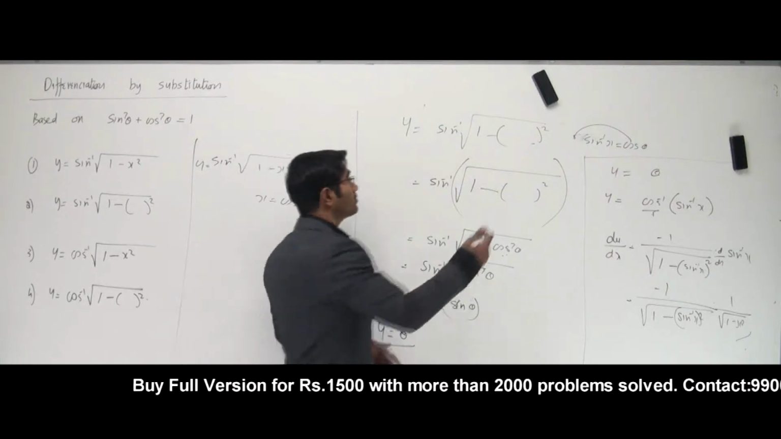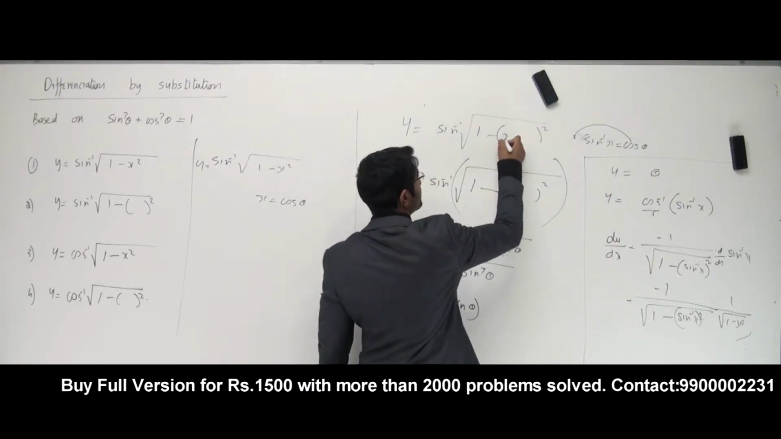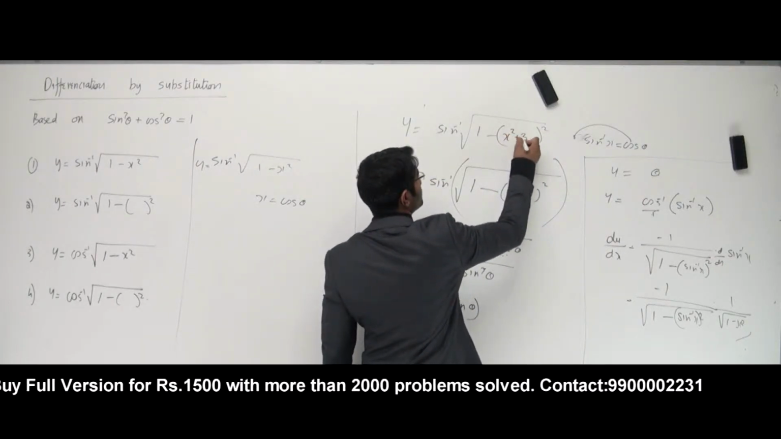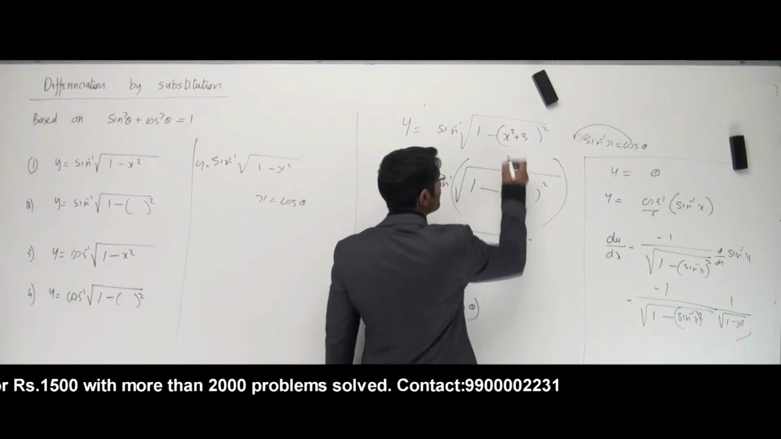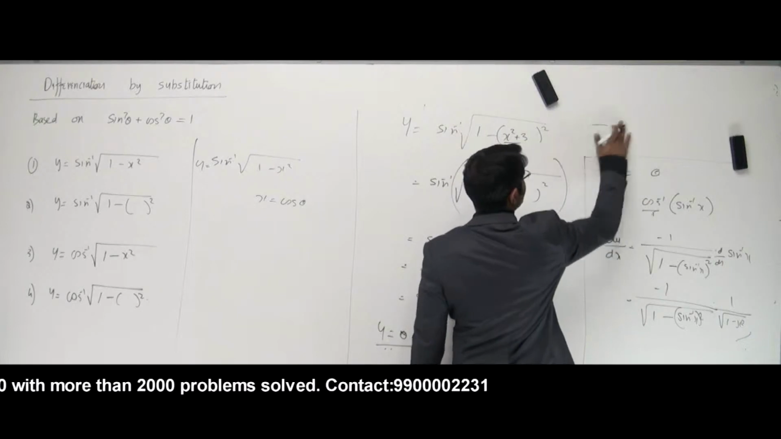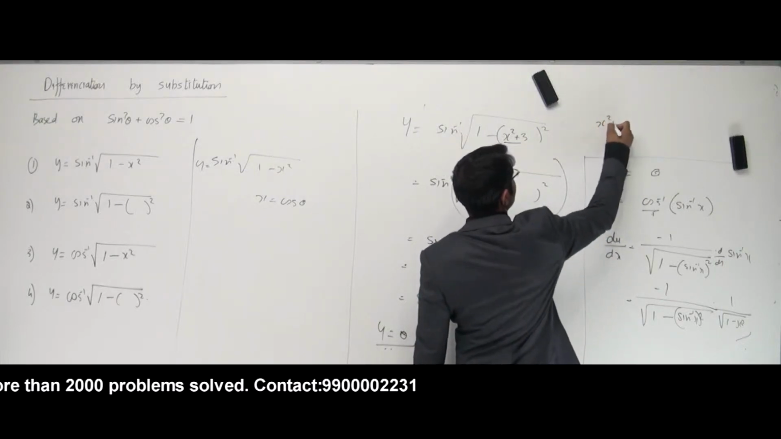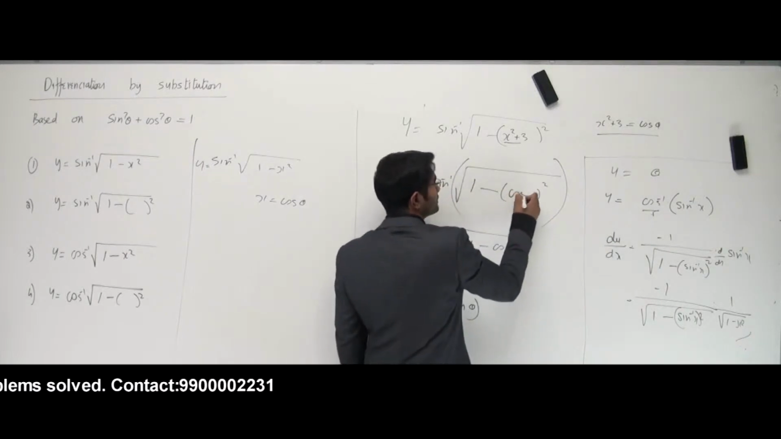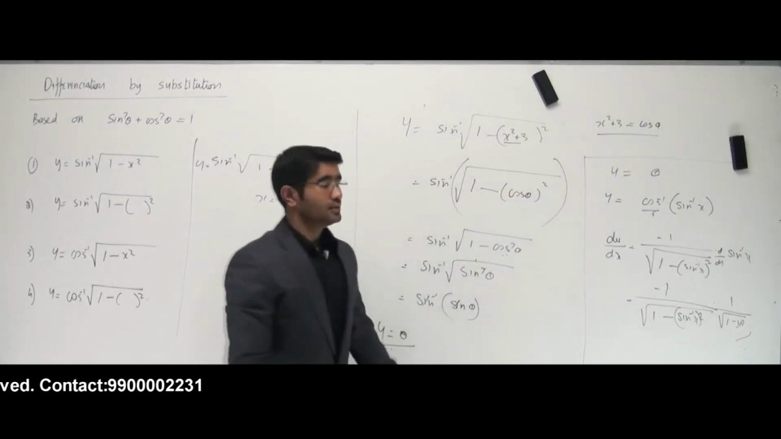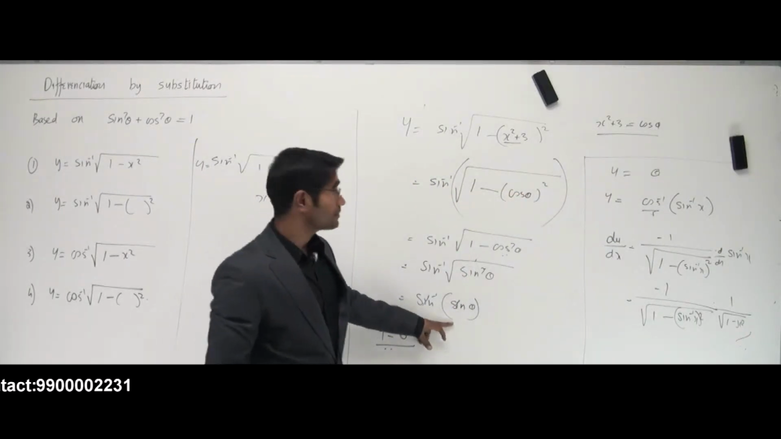Let's talk about a little more complicated one. Let's say x squared plus 3 the whole squared. So what happens here? I can take this as my substitution: x squared plus 3 is equal to cos theta. That becomes cos theta here, cos theta whole squared. So this is the same till here.